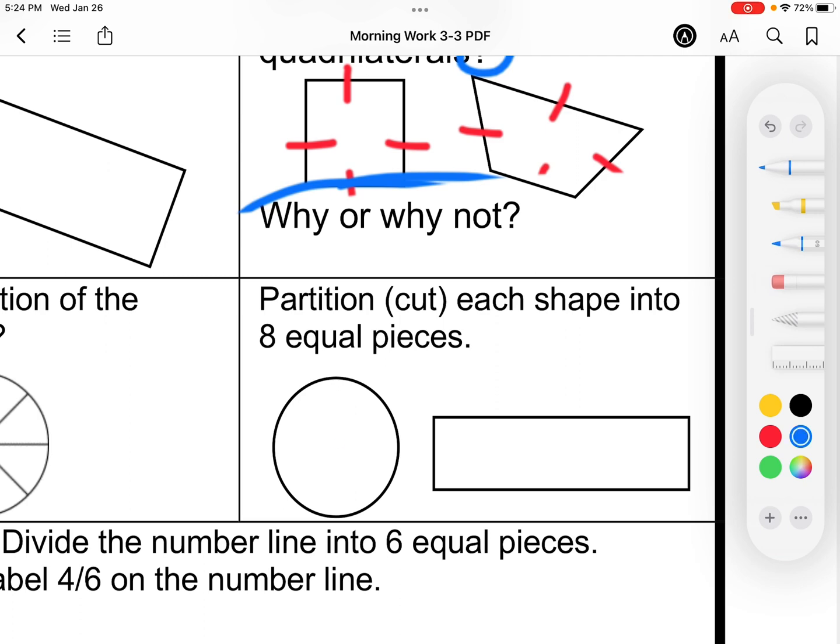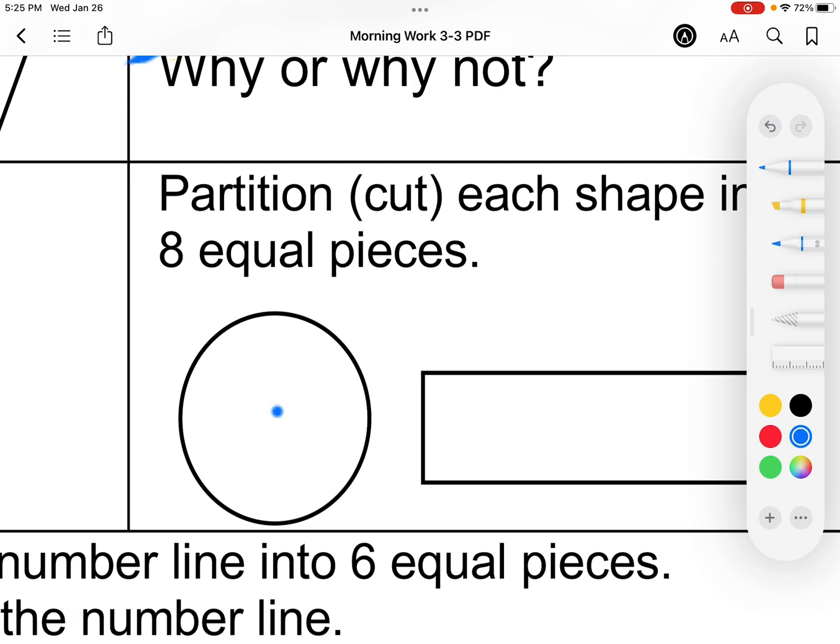So with the circle, we're going to start with our fourths. So go straight like that.